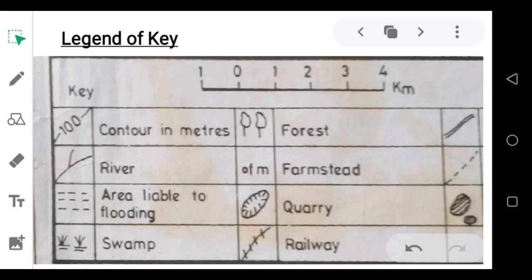Can you see the sign for the rivers? Can you see the sign for the area liable to flooding? Can you see the swamp, forest, farmstead, quarry, railway, road, footpaths, and settlements? These are guides. They help us to interpret maps.